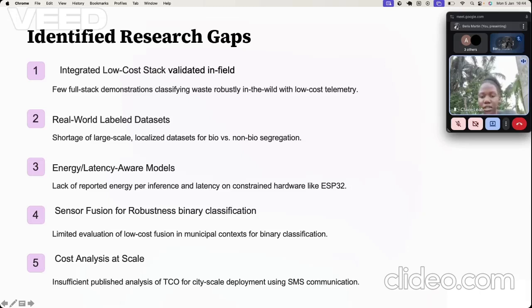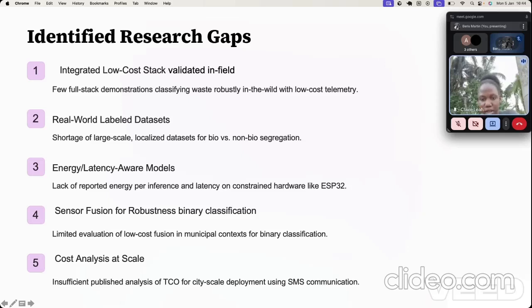And the third one is energy and latency aware models. Many studies report accuracy but do not report energy consumption, battery life, or inference latency on constrained hardware like ESP32. And these metrics are critical when deploying systems in the field.